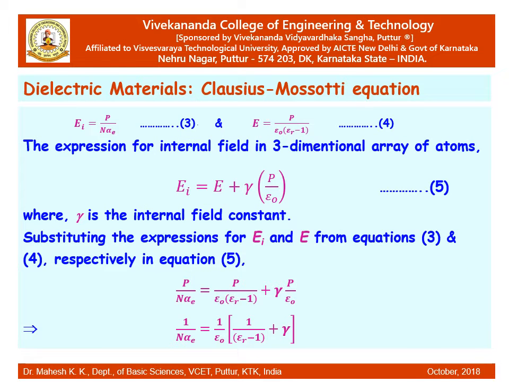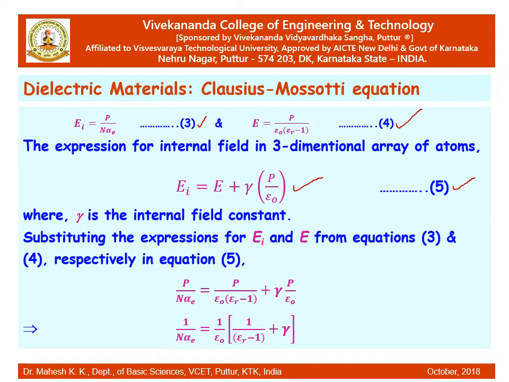Let us have equation 3 and equation 4 in this slide also. While learning about the internal field for a three-dimensional array of atoms, we have seen that E_i is equal to E plus gamma into P over epsilon naught. Let that be equation 5. We know that gamma is nothing but the internal field constant.